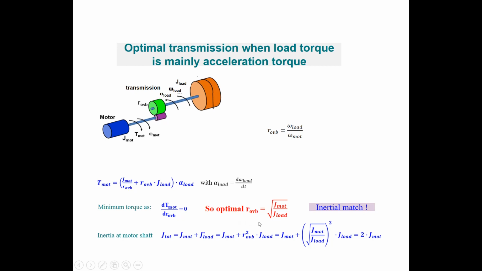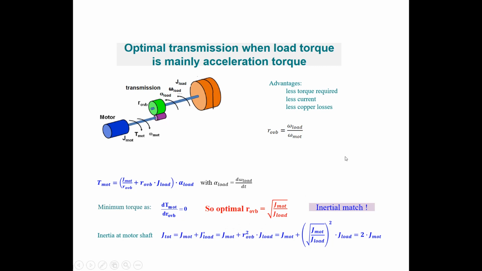So again, the optimal ROVB for defining the lowest motor torque is using this as a transfer ratio, square root of J motor divided by J load. So in that case, the torque we require is at the minimum value, which is also good for the current because we need less current in that case, and also the copper losses, which is I squared times R, is also at the lowest value. So it's very good to use this as a value.